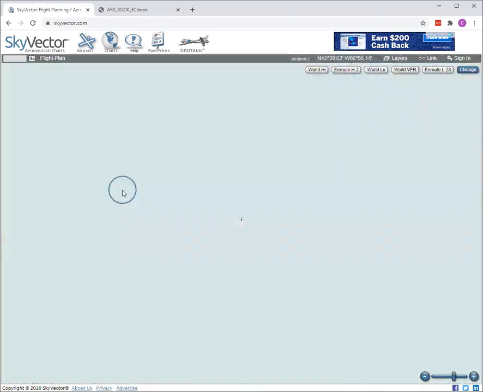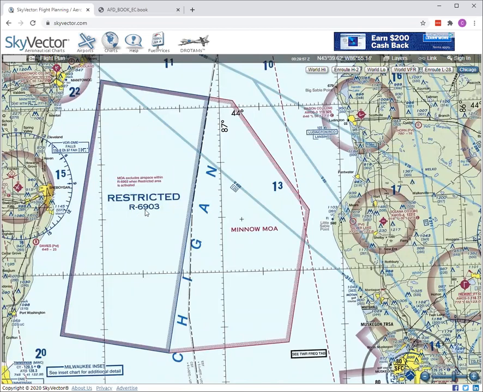Over here we have a restricted area. Now this restricted area happens to be inside a MOA, but regardless of that fact, when this restricted area is active, you cannot go inside of it. You should make sure that you know whether or not it's active before you go near it, because you are not allowed inside of those, and they will intercept you to make sure you stay out.